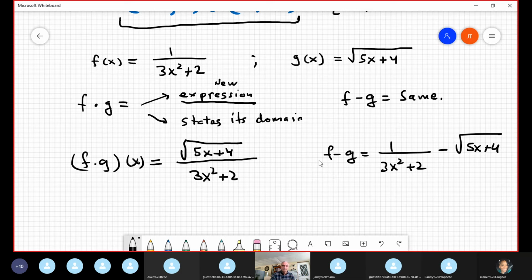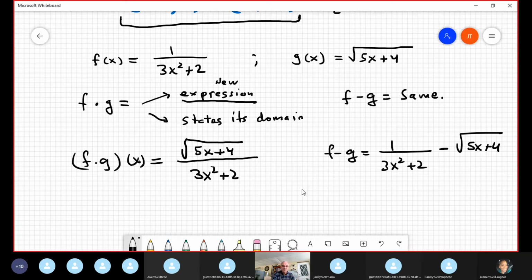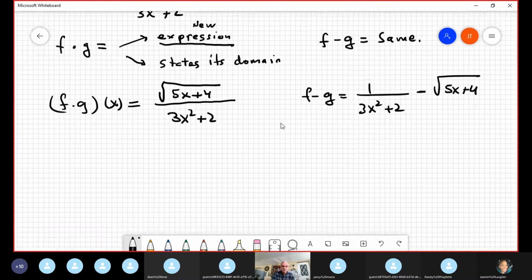The problem is the domain. In this case, what is the formula?